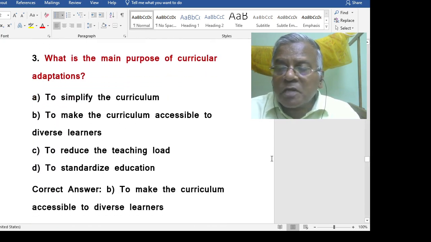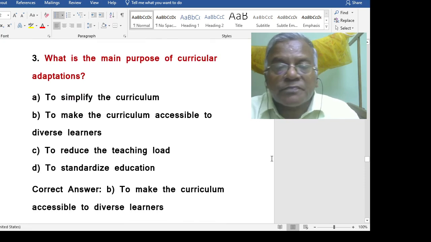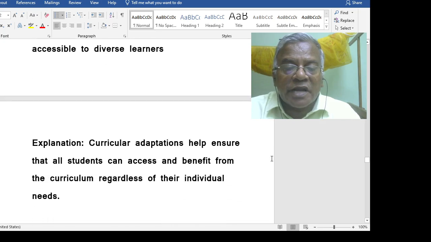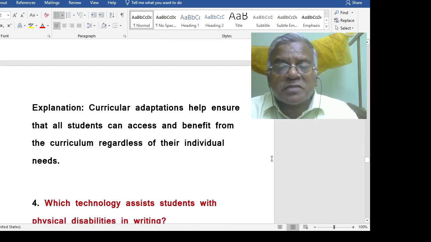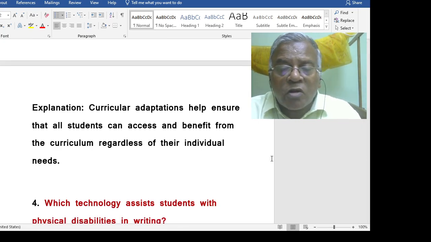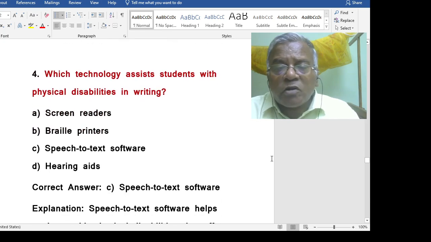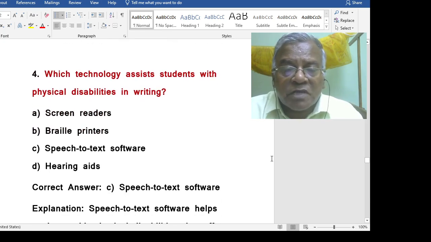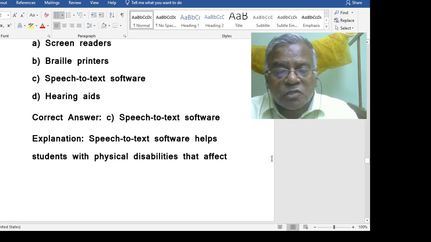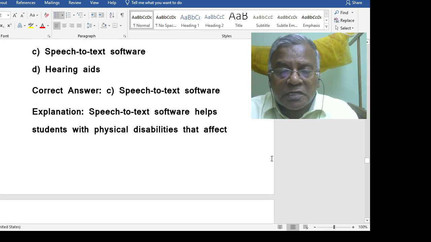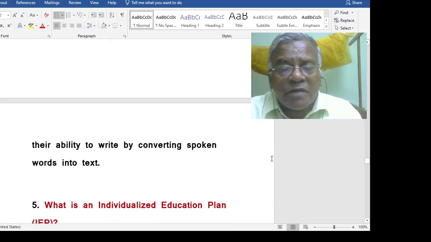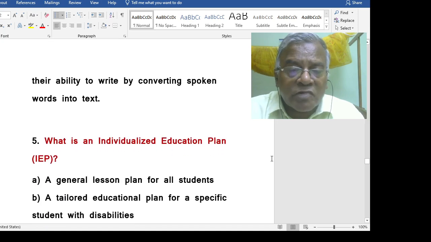What is the main purpose of curricular adaptations? That is to make the curriculum accessible to diverse learners. That is the idea here. Curricular adaptations help ensure that all students can access and benefit from the curriculum regardless of their individual needs. Which technology assists students with physical disabilities in writing? That is speech-to-text software. Speech-to-text software helps students with physical disabilities that affect their ability to write by converting spoken words into text.